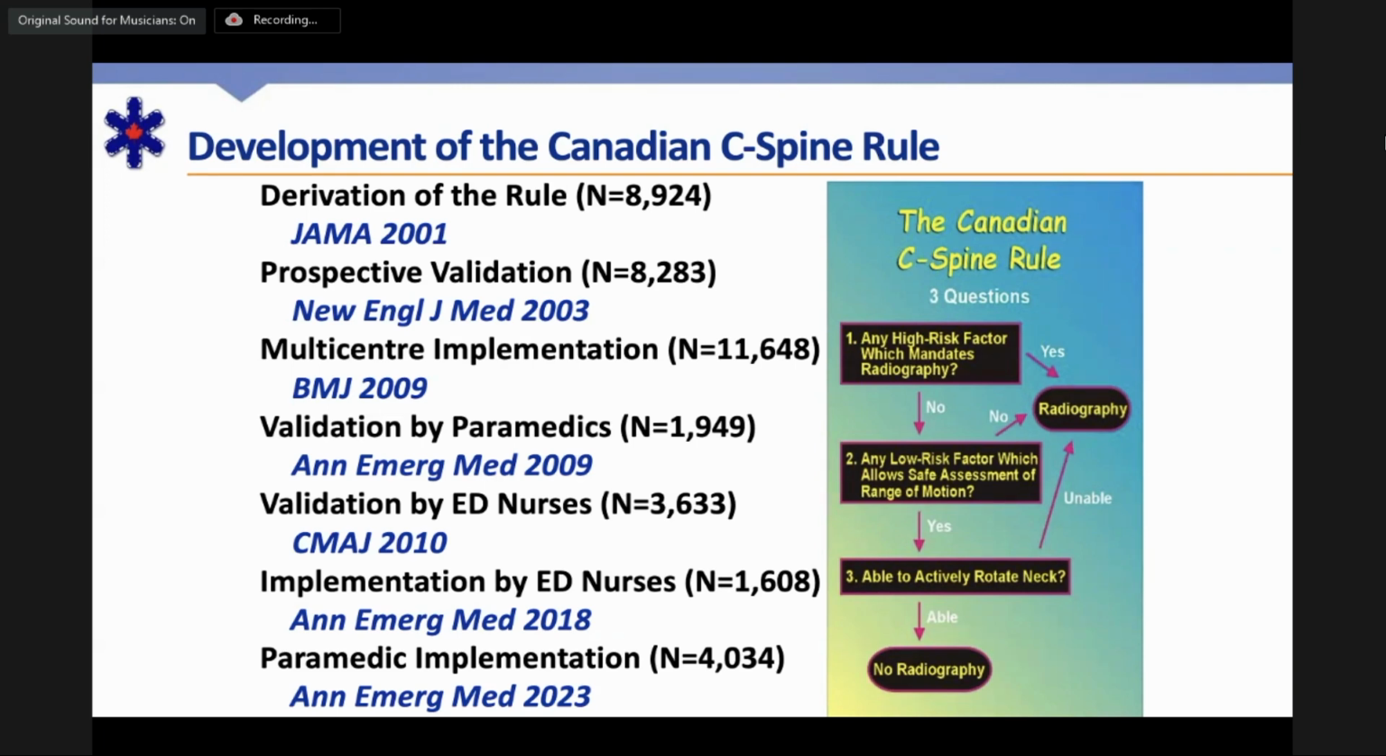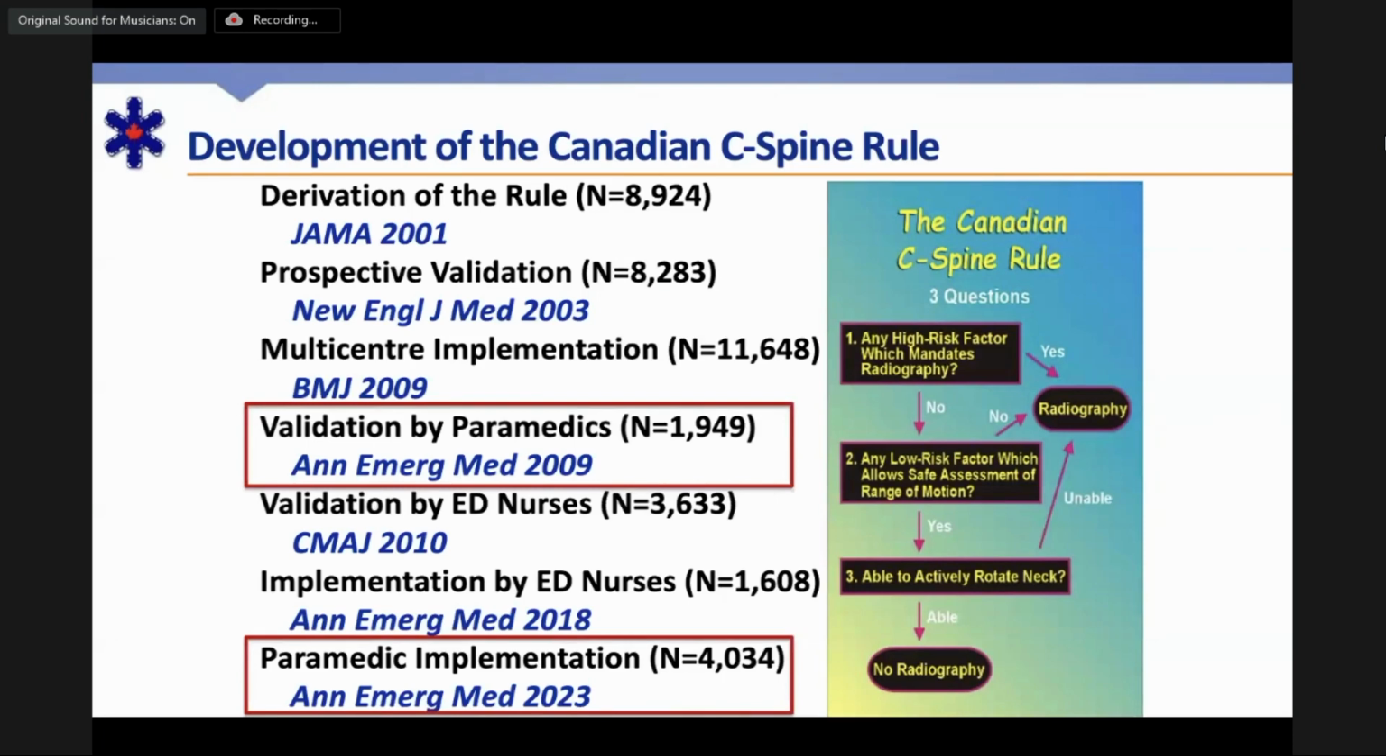But what makes even more sense is to allow our paramedics not to apply those immobilization devices in the field to begin with. The rule had to be validated by the paramedics because we had to remove 2 of its questions which were irrelevant to the pre-hospital field. And we did that in a way where the paramedics were assessing the patients with the rule and documenting what they would have done and if they would have transported the patients with or without immobilization. But because it was a validation study, they continued to immobilize every single patient for transport.